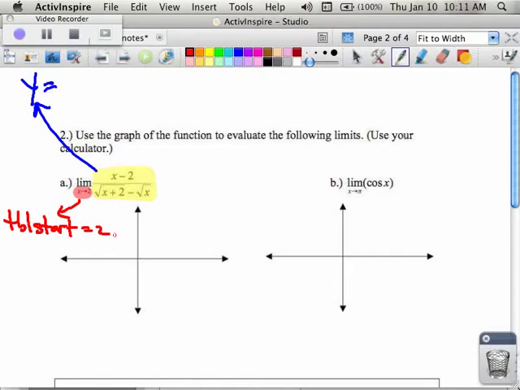And I want you in our class to always have a change equal to 0.001 in your table, just like I demonstrated on the last problem. So what I'm going to do is take that yellow junk, put it in my y equals, and then go to my table, start with 2 because that's what x is approaching, and go up by 0.001. Here I go.